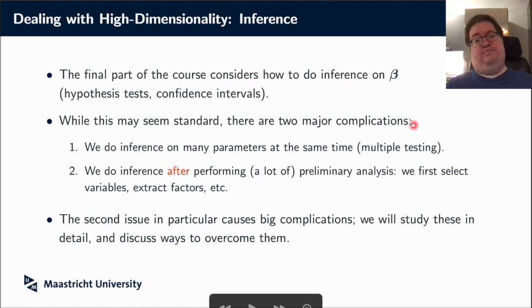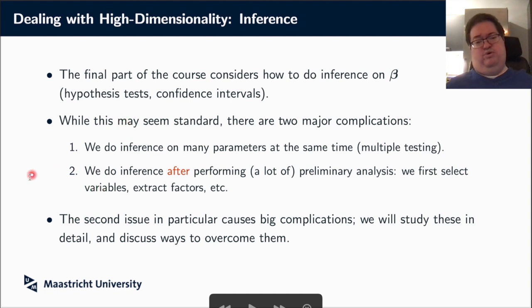The first complication is that we typically do inference on many parameters at the same time. And that becomes a problem because, if you do a test with a significance level of 5%, the probability of making a type 1 error, so of doing an incorrect rejection, is 5%. But that's for a single test, and not if you do it on 10 parameters. So clearly then the probability will increase. Now imagine you do it on 100 parameters, it will become much worse. Same goes for confidence intervals. This is the multiple testing problem, and we will spend one tutorial working that out.